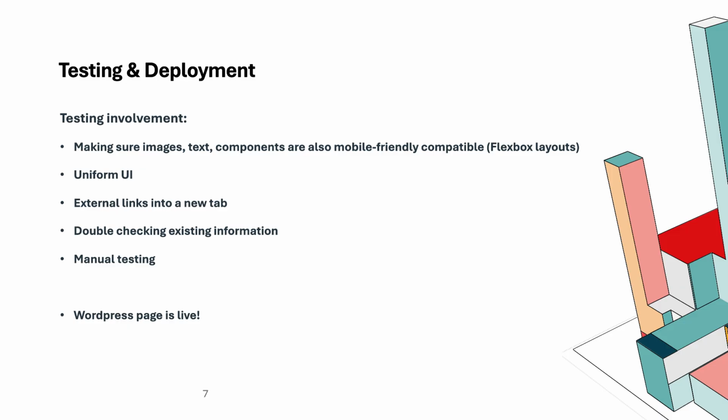So for testing and deployment, our testing has been making sure our images and text components are mobile friendly. So using the Flexbox layout, having a unified UI, external links to a new tab that aren't our pages, double checking the existing information that we have, and then mostly manual testing. And then for deployment, our WordPress page is live.